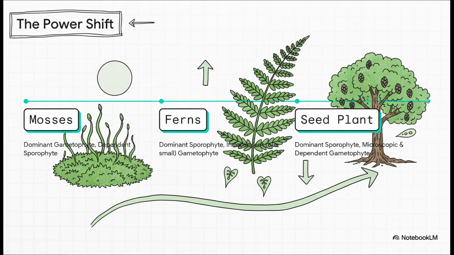So, this timeline really lays out the whole epic story, doesn't it? You can see the clear trend. We start with mosses, where the gametophyte is king. Then we move to ferns, where the sporophyte takes over. And finally, we get to seed plants, where the sporophyte is completely dominant, and the gametophyte is just this tiny microscopic passenger along for the ride.